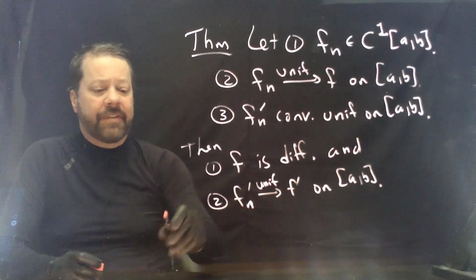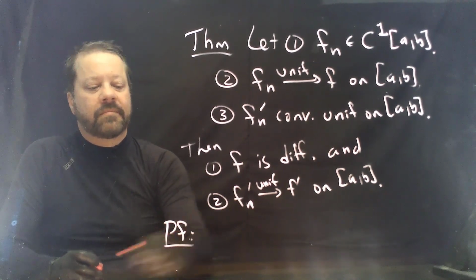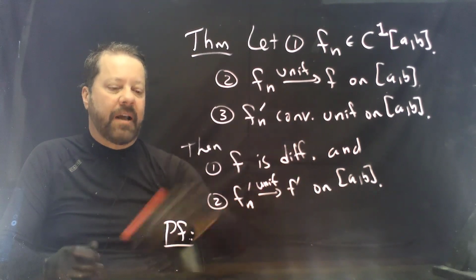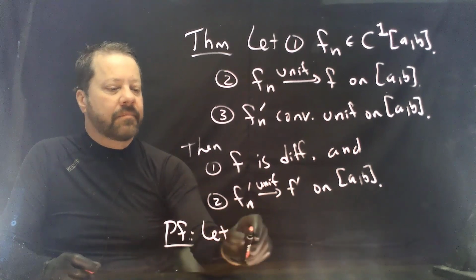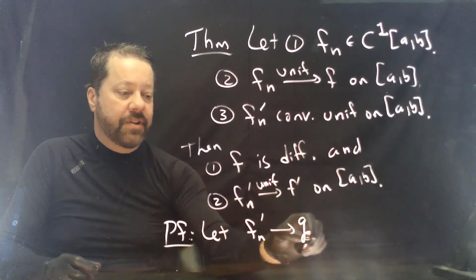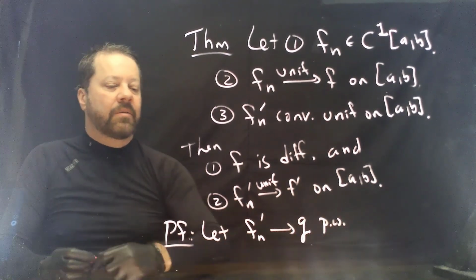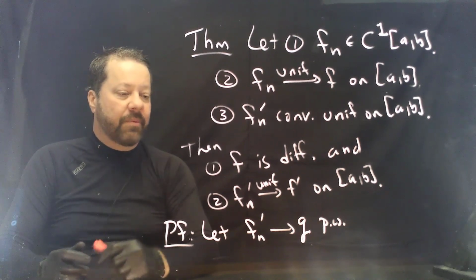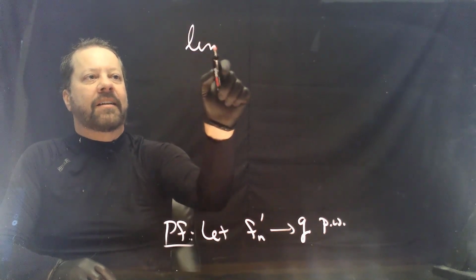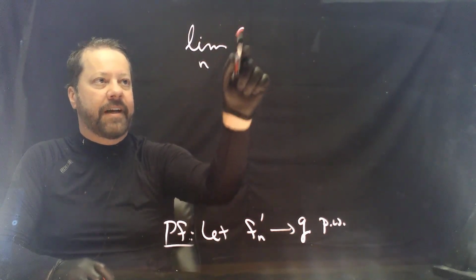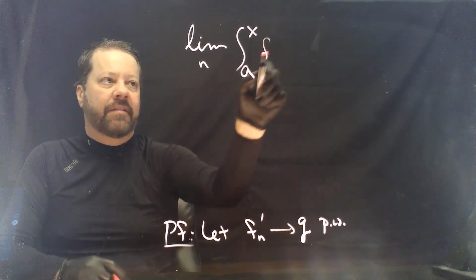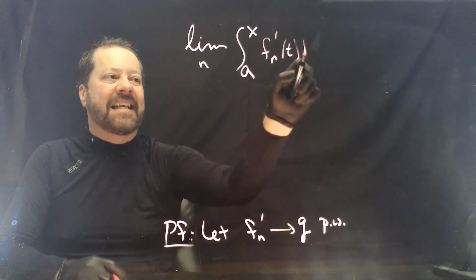So how are we going to prove this? We'll not assume that fn primes converge to f prime. We're going to let fn primes converge to some function g pointwise. We'll consider that convergence pointwise to begin with. We know it will converge pointwise in this case. We'll take a look at the limit on n as n goes to infinity of the integral from a to x of fn prime of t dt.